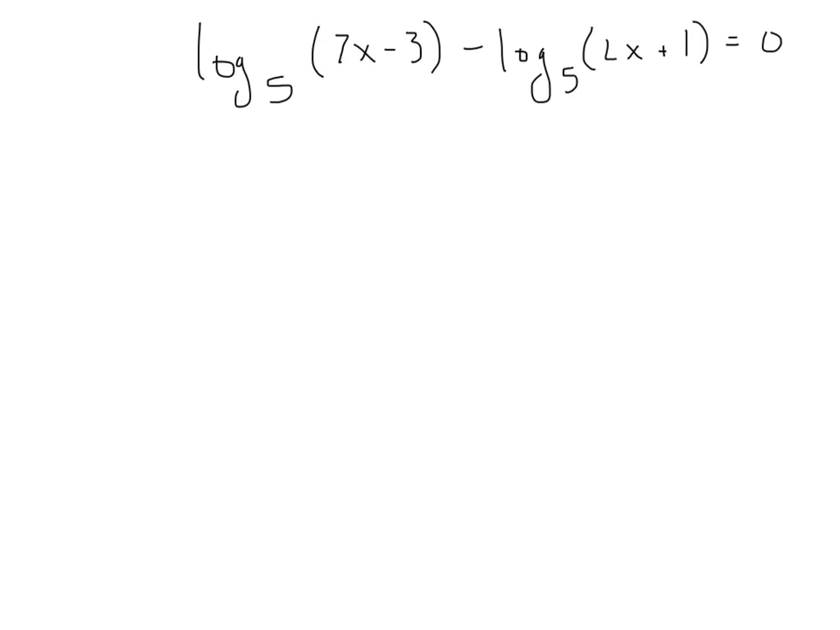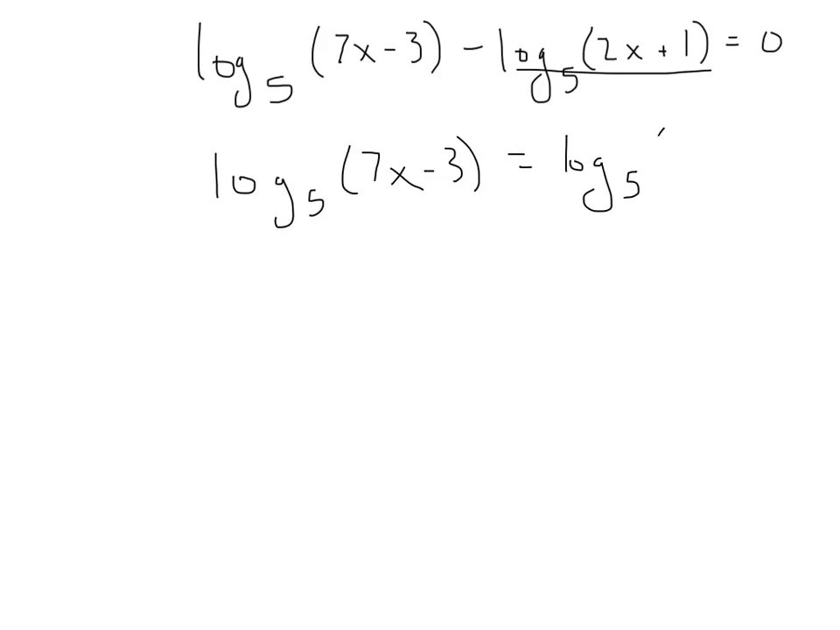So the next type of logarithmic equation that we could deal with is one like this, where we've got two logarithms with the same base. And if we can get two logarithms with the same base equal to each other, then we're going to be able to solve pretty easily. So for example, I can add log base 5 of 2x plus 1 to each side, and I get log base 5 of 7x minus 3 equals log base 5 of 2x plus 1.